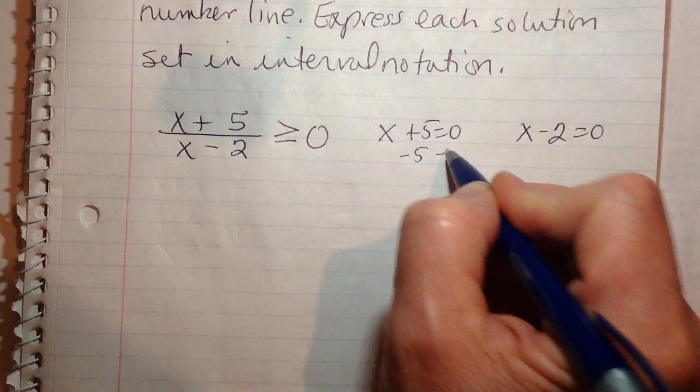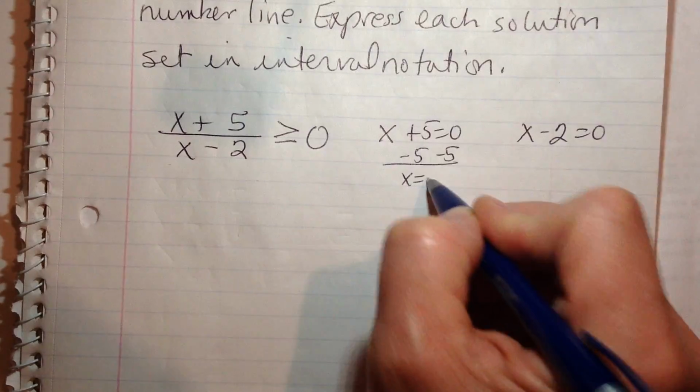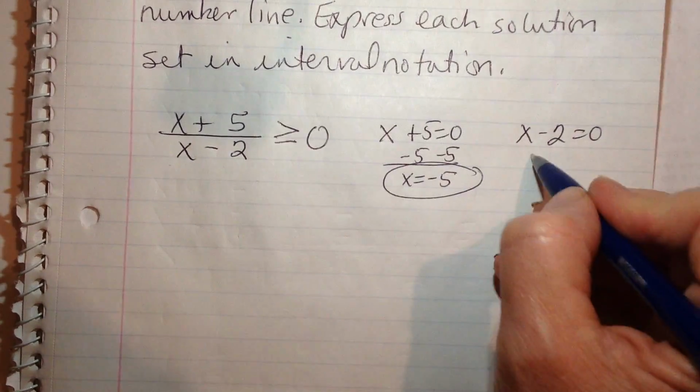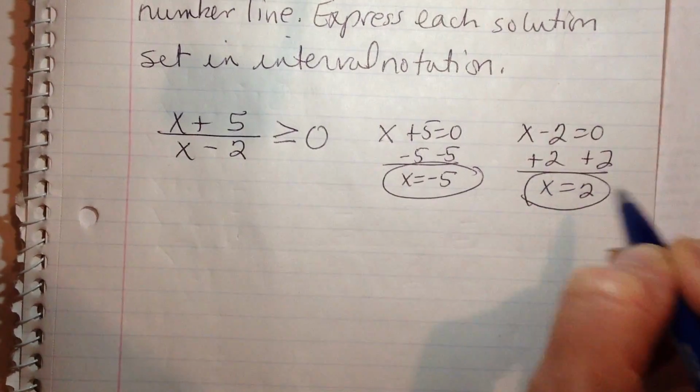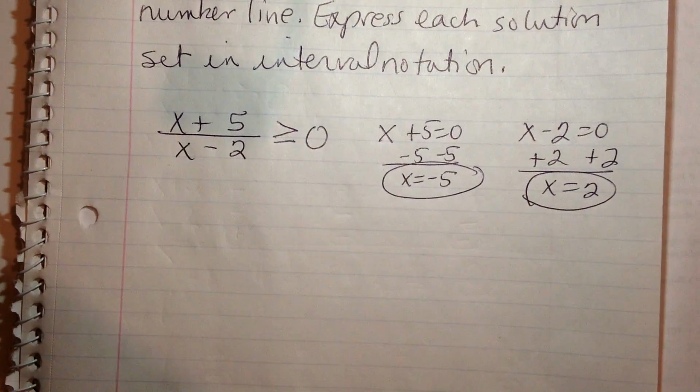So let's subtract 5 from both sides. We get x equals negative 5. Add 2 to both sides. We get x equals positive 2. So there's our two critical numbers.